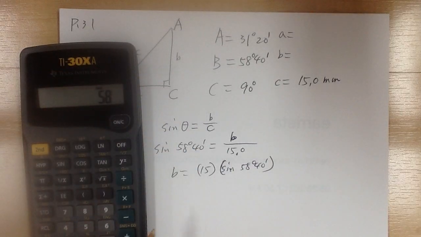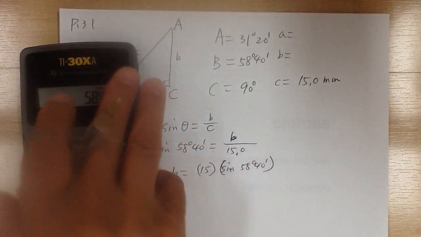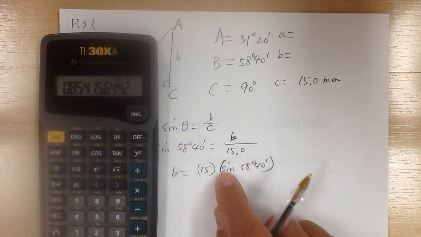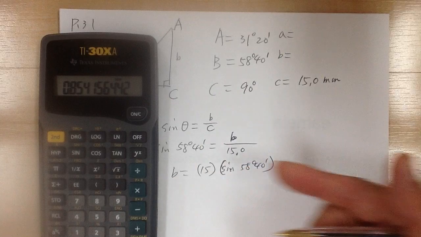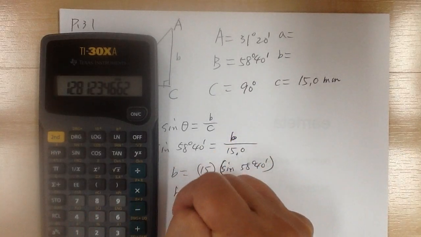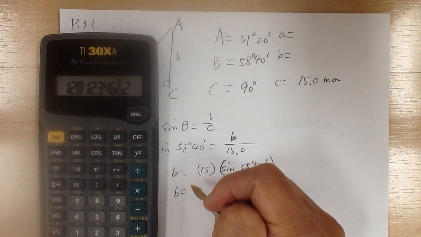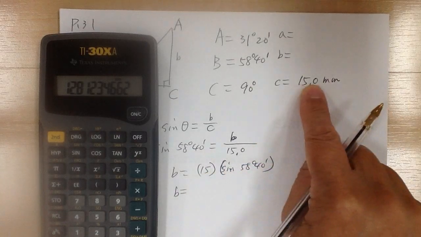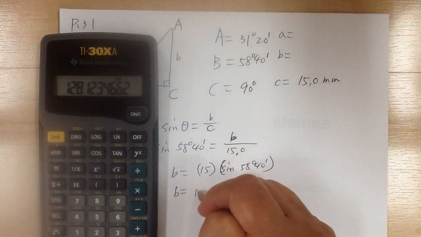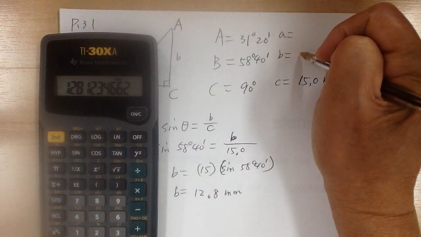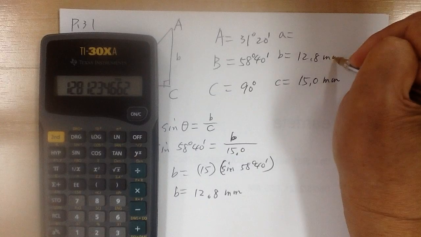From here you can just use your calculator. Again, for my calculator, I have to convert 58.40 into decimal degrees, then take the sine of that, basically working backward, times 15 equal. So B equal to... it doesn't say how far, so this one has three significant digits, so I'm going to follow that. B equal to 12.8 millimeters.